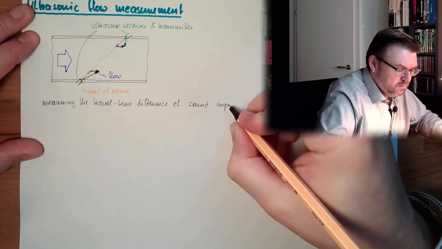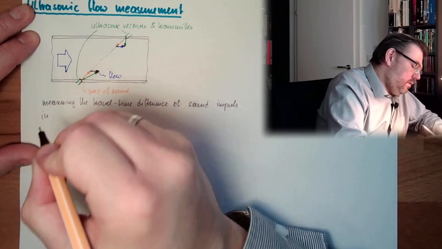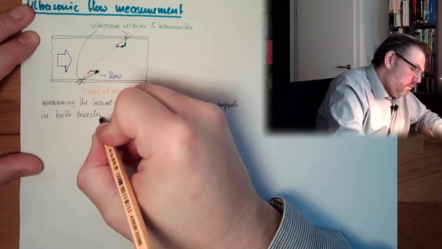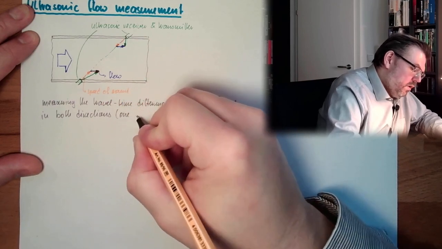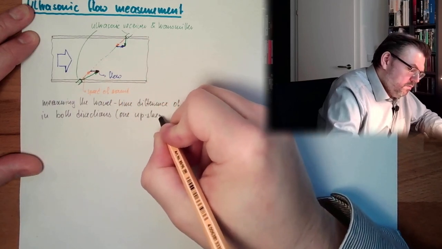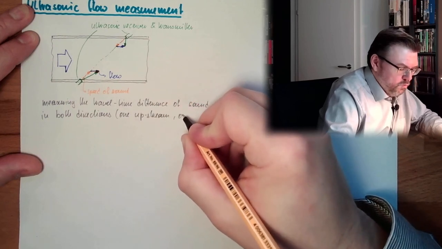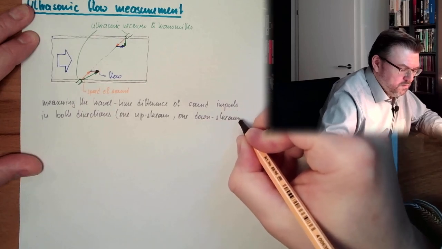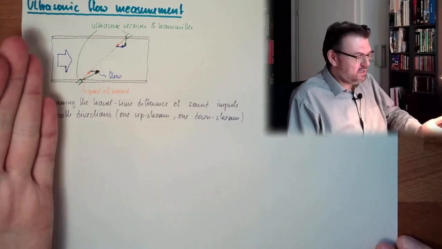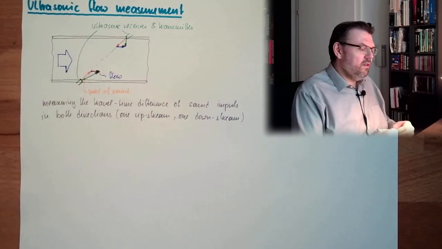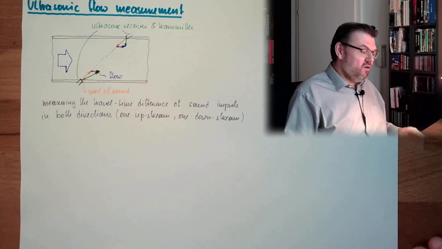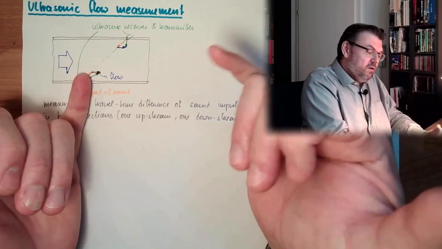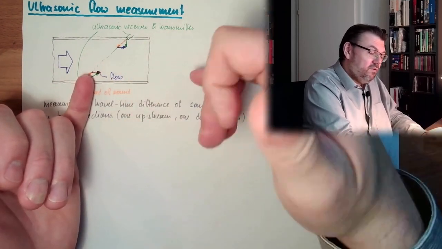Sound impulse in both directions. One upstream, one downstream. This is exactly what you have to adjust, how far they are apart, and then they know when they should receive an echo. So there are of course limits, you cannot be very far off, because then it's too far apart, then we don't hear anything.